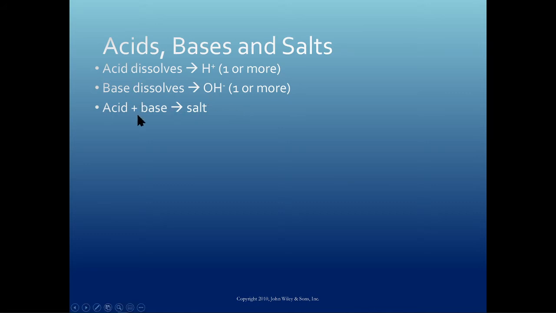If I take these acids and bases and put them together, I typically get a salt plus water. So an example: HCl is an acid. Sodium hydroxide is a base. So hydrochloric acid plus sodium hydroxide is going to give me sodium chloride, which is salt, and water.